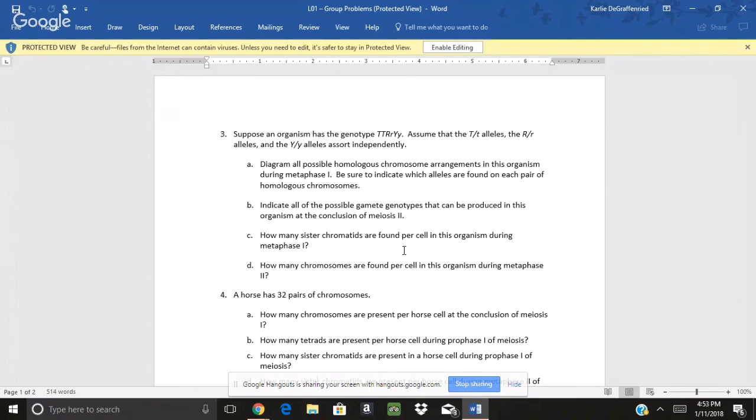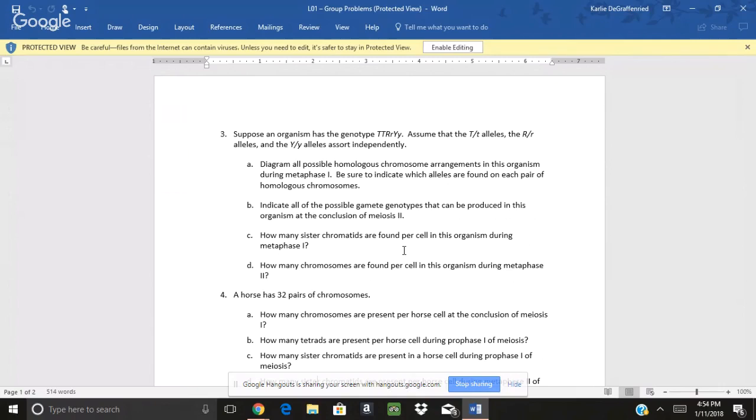We could also have capital T, lowercase r, capital Y pair with capital T, capital R, lowercase y, capital T, capital R, or capital T, lowercase r, and capital Y could also pair with capital T, lowercase r, lowercase y, and lastly, capital T, capital R, lowercase y could pair with capital T, lowercase r, lowercase y. That's the best that I understand it anyway.